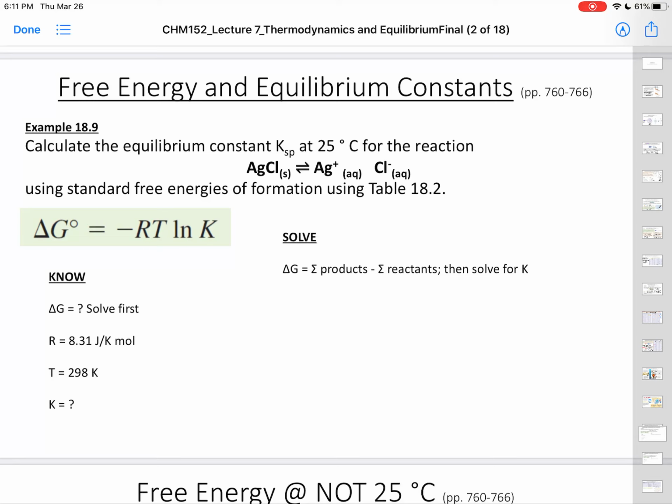So they want you to calculate Ksp at 25 degrees, and they give you the equation AgCl is in equilibrium with Ag+ aqueous plus Cl-. This is your normal solubility equation using standard free energies of formation from table 18.2. So you need to pull out your table 18.2, which is your delta G table.